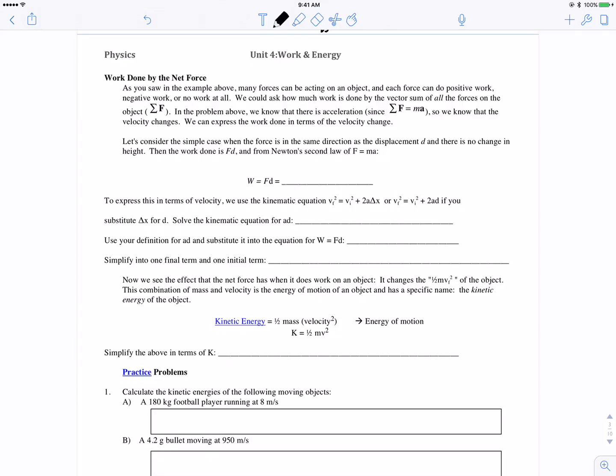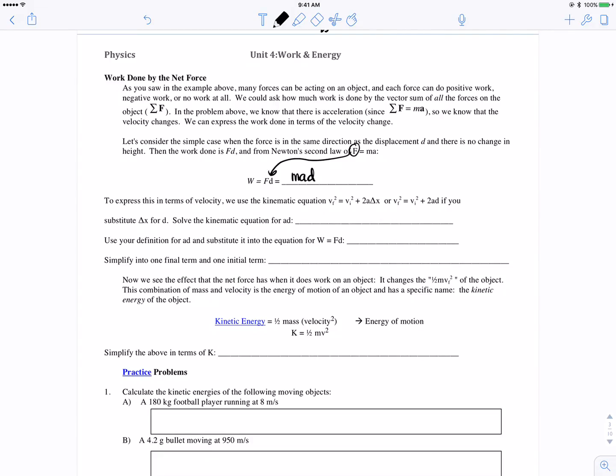Okay, on the next page, we begin our discussion of energy. Here we use a little bit of algebraic derivation to figure out a formula for work that includes energy. Since net force equals ma, we can use that relationship in our formula for work, since we know that work equals Fd. So if we substitute, we get work equals mad.